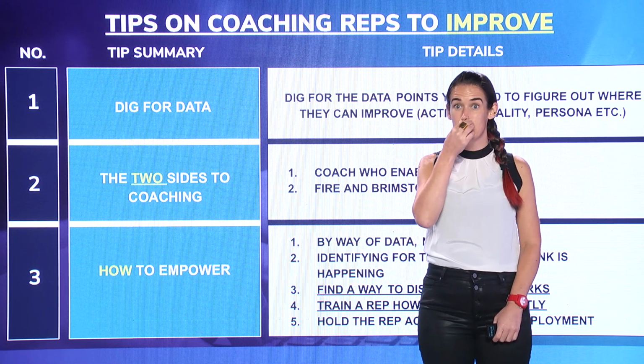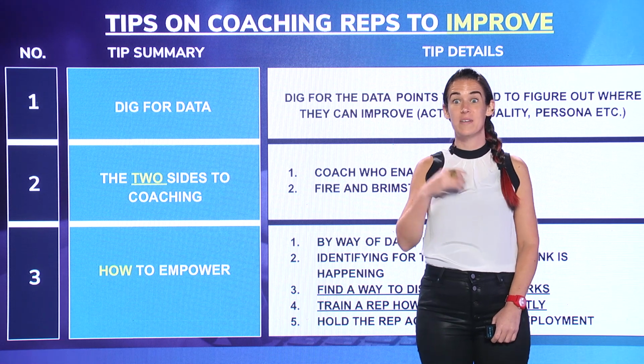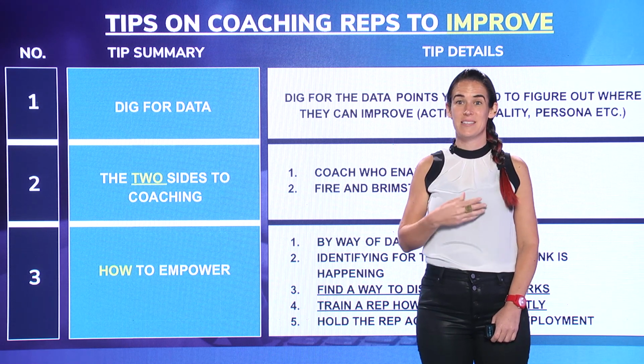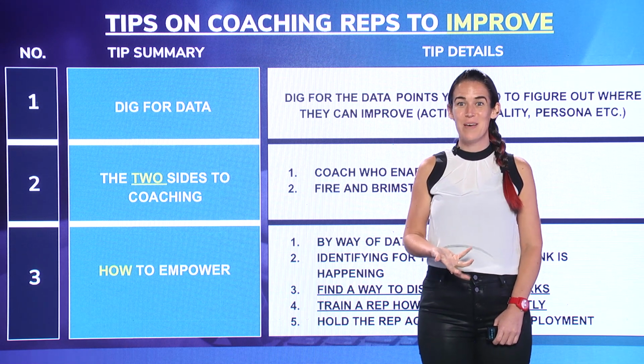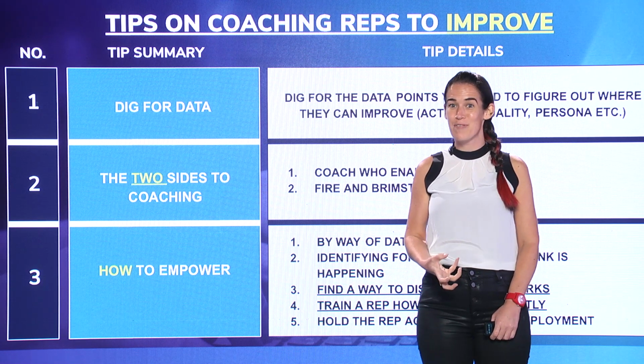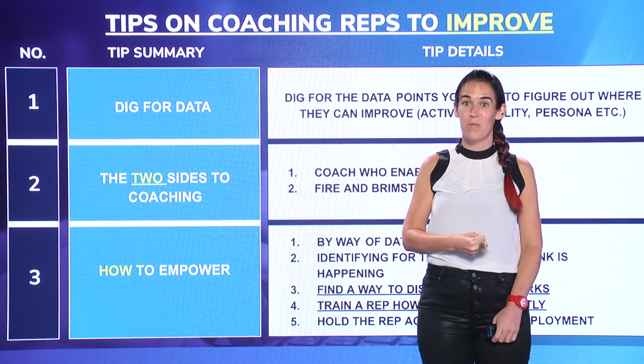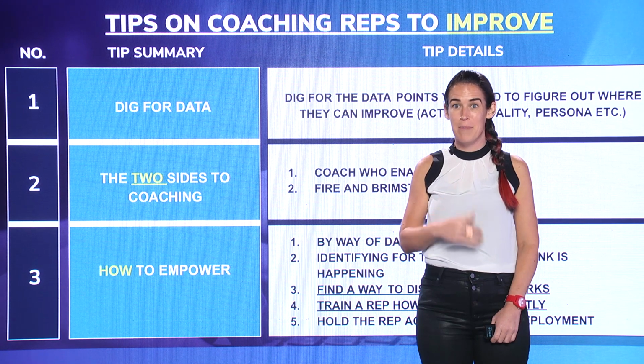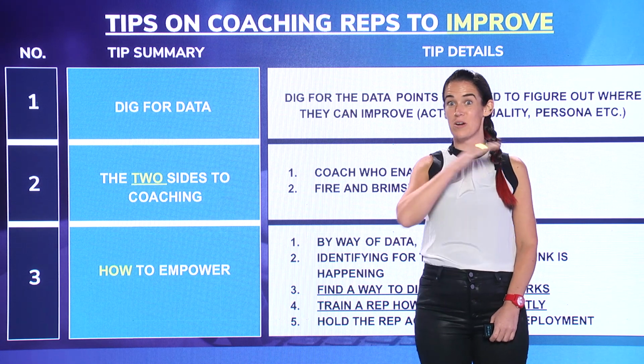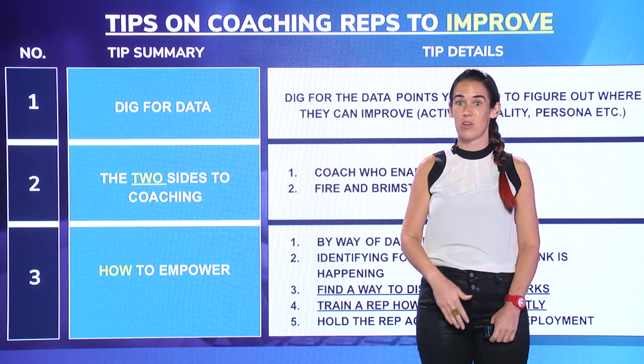So we don't want to be led by the leader who is always enabling, because then we feel like we can walk all over them and we don't have to actually be held accountable for our actions. But we also don't want to be led by the person who is always doing the fire and brimstone, and so we don't feel like they're really on our side.